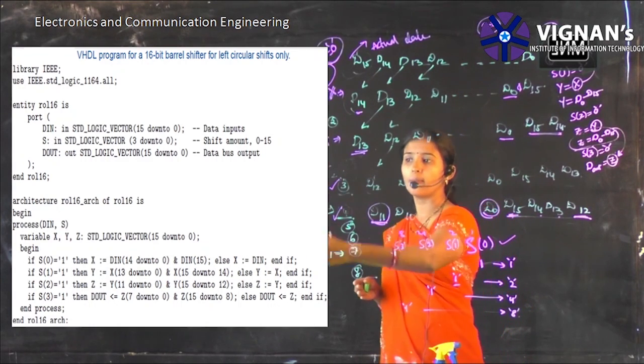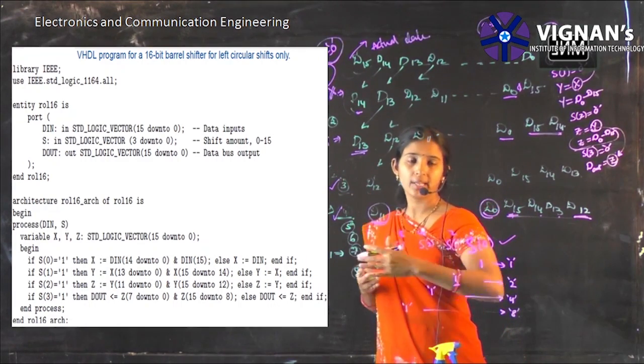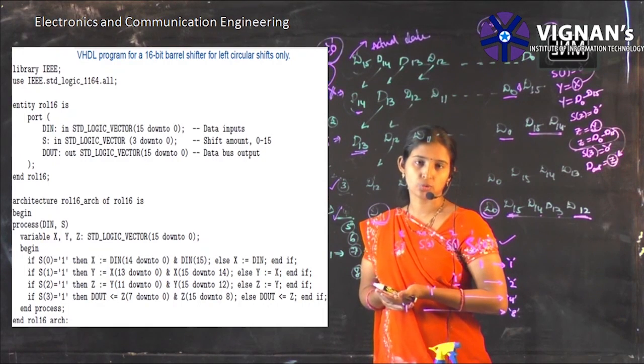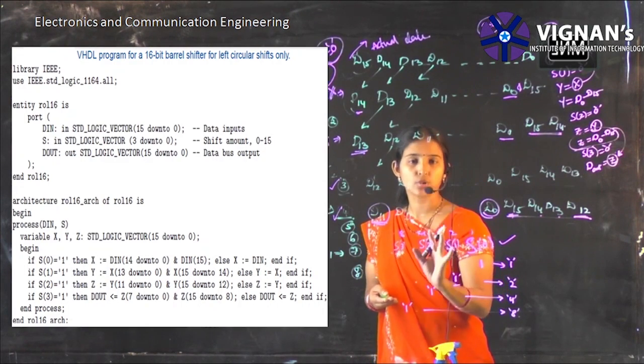Now this is a code for left circular shifts, so you can write it for right circular shifts also. I have taken 16 bits of data here. Enough.